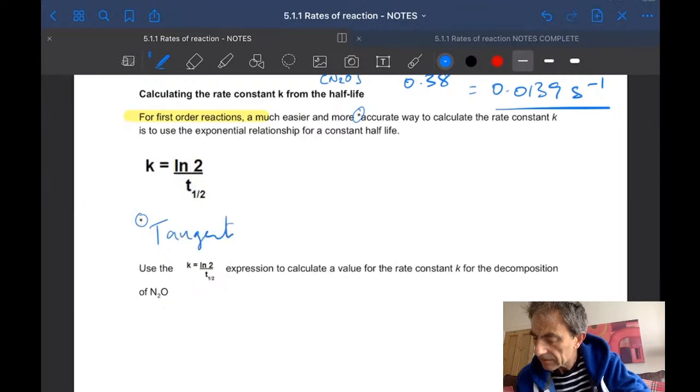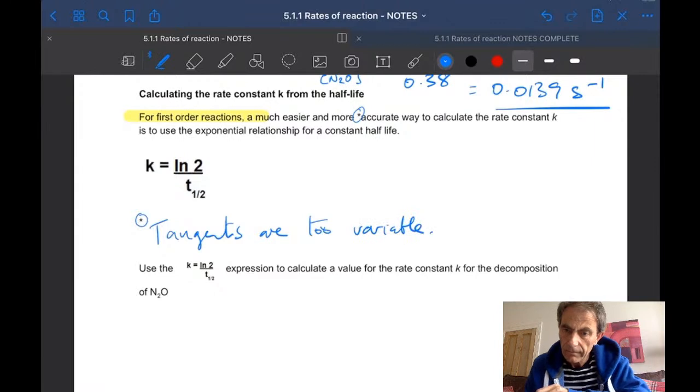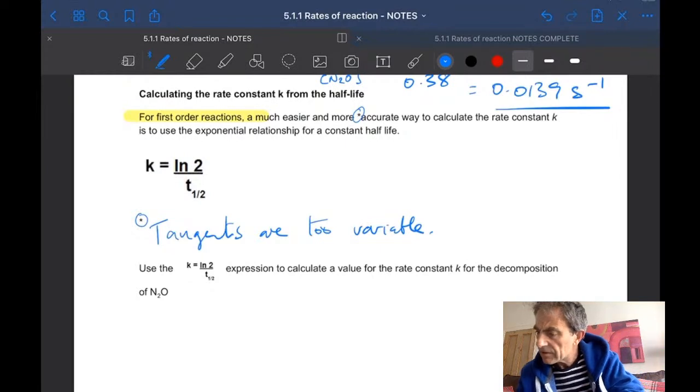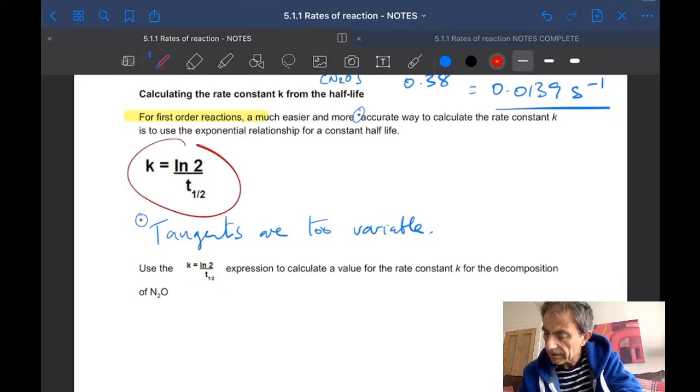Tangents are, I've just got on my notes here, 2 variable. So tangents are 2 variable. So a more accurate way, if you know what the half-life is, basically you can just plug it into this equation. Okay, so K equals ln 2, so that's the natural log of 2 divided by T1/2, half-life. That's an equation that you're going to need to memorize because it's not on the data sheet.